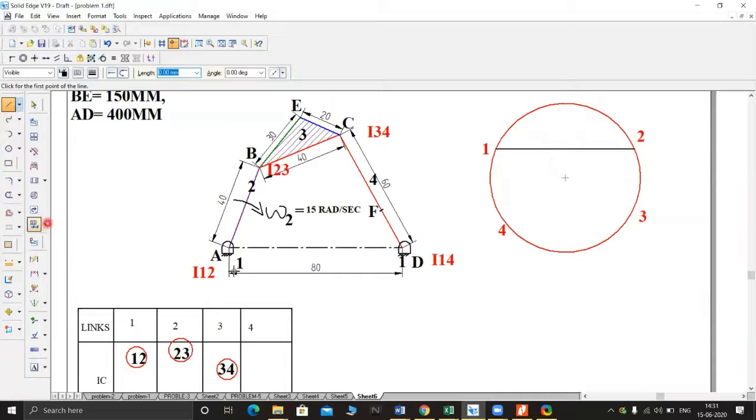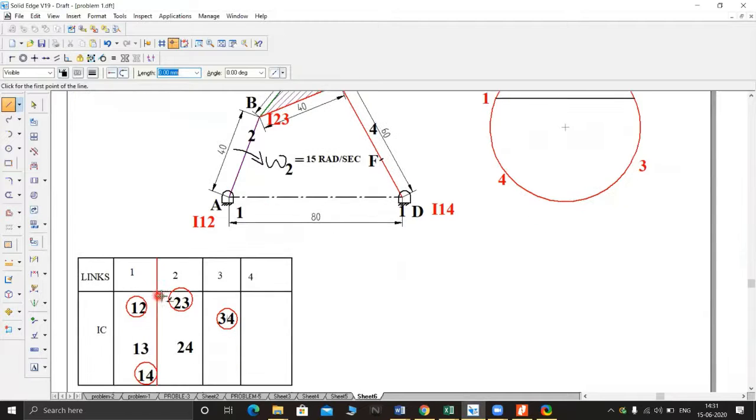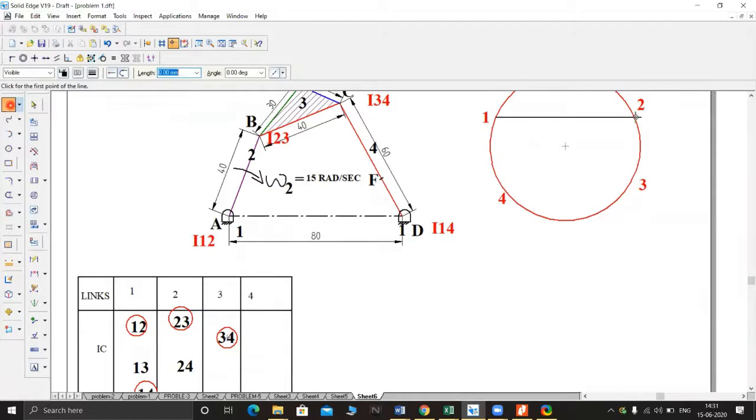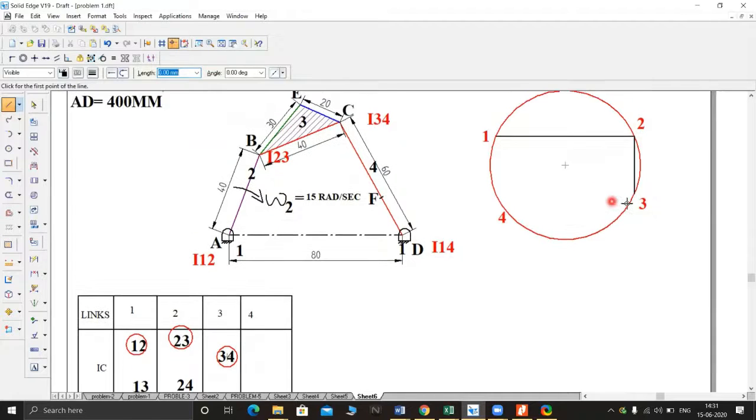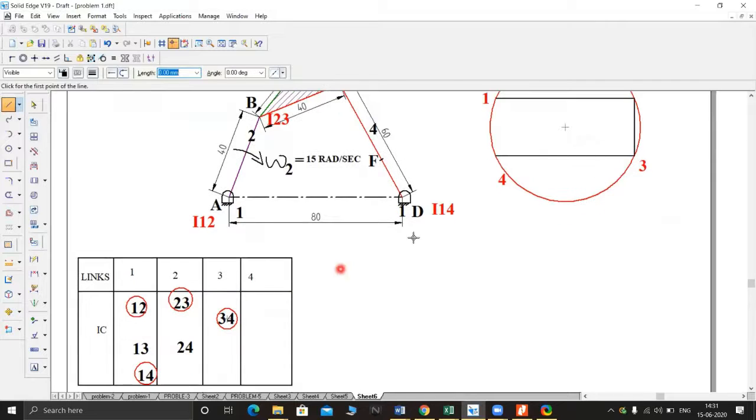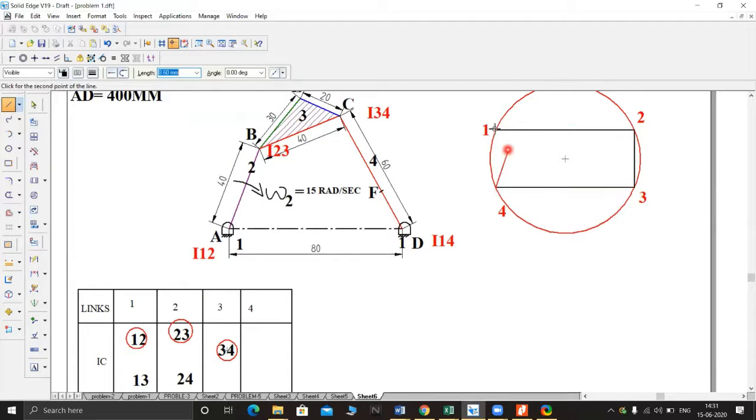Next, I23, that also I located, that I know. Therefore I'm going to mark it in a thick line. Next I34 also I know. Therefore I'm going to mark it in a thick line. 3 to 4 I will join. Next I14 also I located. Therefore I will join 1 to 4 or 4 to 1. Now I got this one.